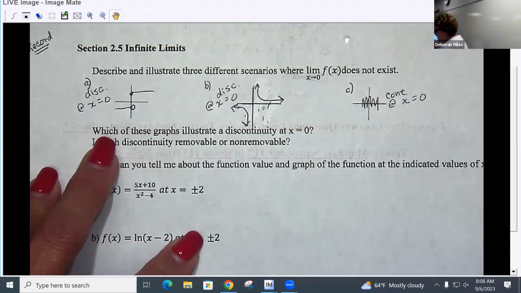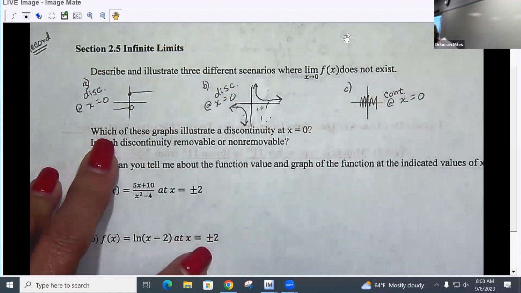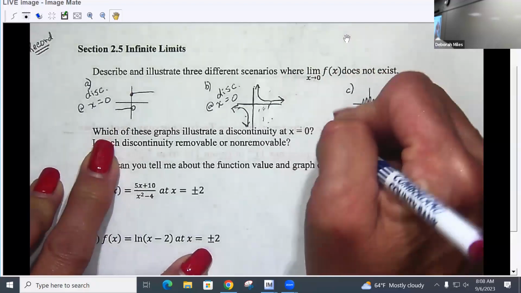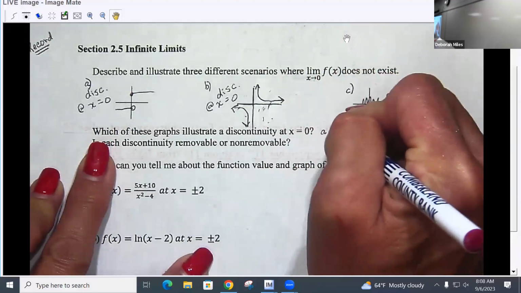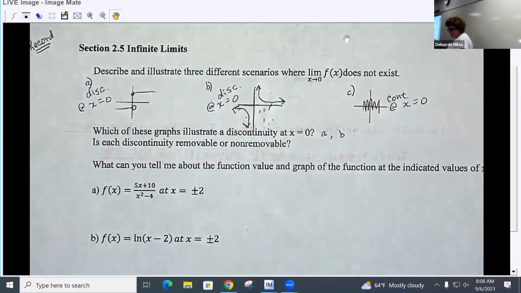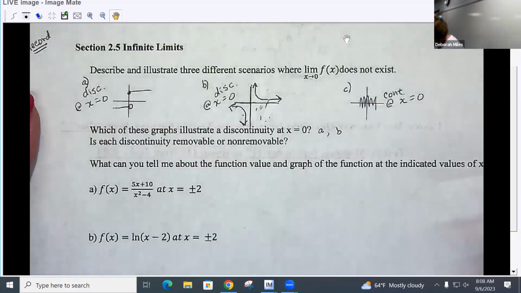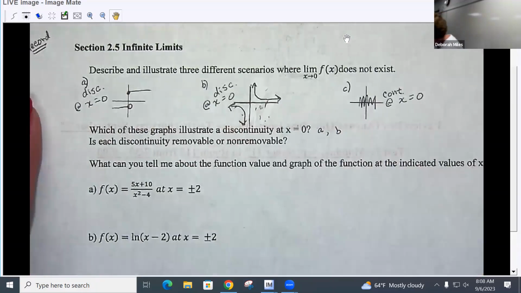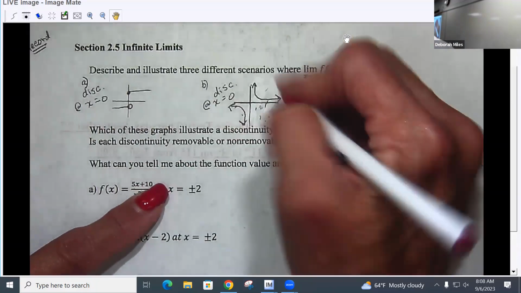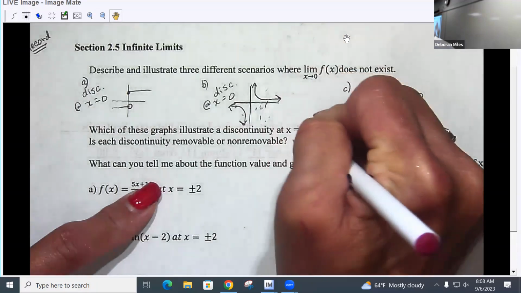Which of the graphs illustrate a discontinuity at 0? You told me that A and B do. And are those discontinuities removable or non-removable? They're both non-removable. They can't be fixed just by filling in a circle, and there's no way to fix the vertical asymptote. So they're both non-removable.